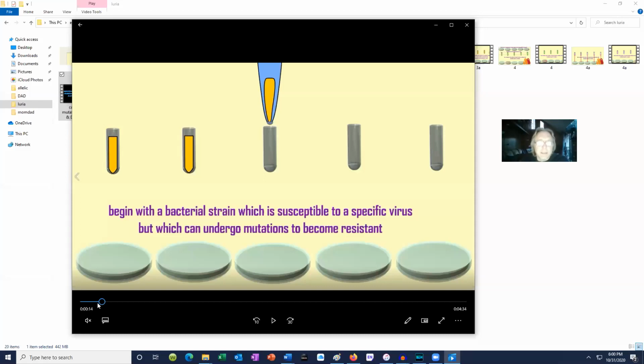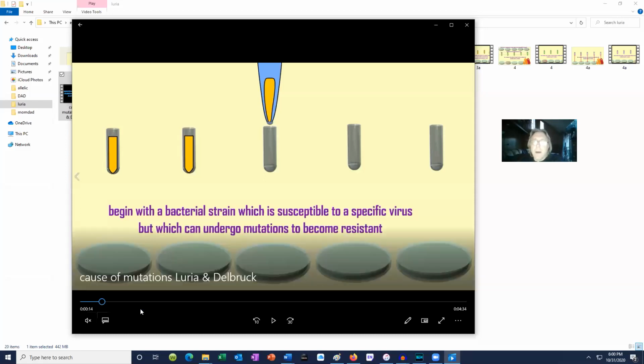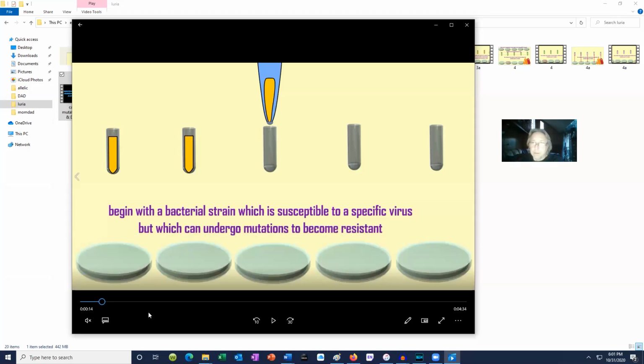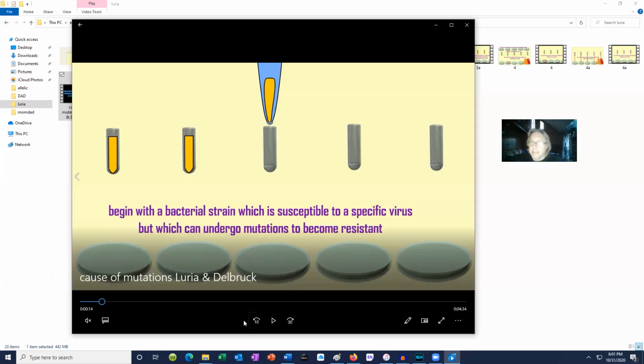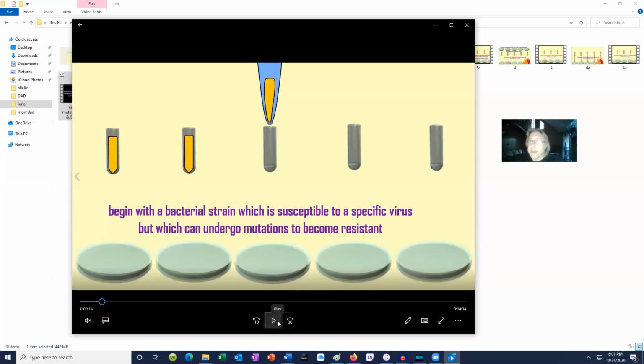This next question is a bit historical. What is the cause of mutation? And do mutations just happen, or are they always induced? Well, when we talk about mutations and the scientific study of mutations, a good place to start is in the 1940s. Luria and Delbruck performed an experiment to answer that question.